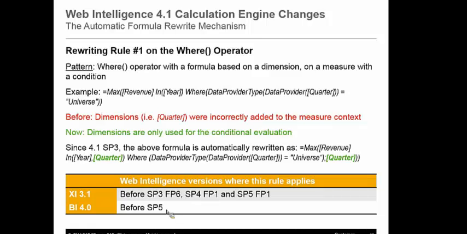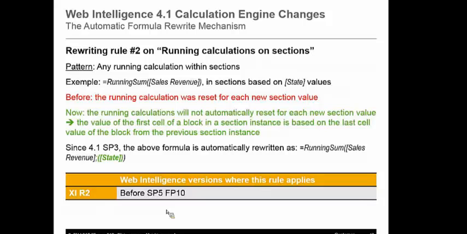Second rule, on the running calculation in section. It can be any running calculation as long as it is within a section. So, for instance, I took here as an example a running sum on sales revenue, the usual objects from eFashion, in a section based on the dimension called state.